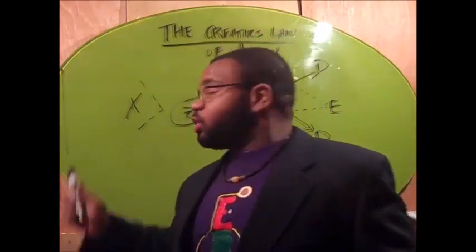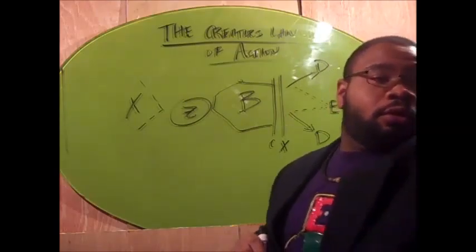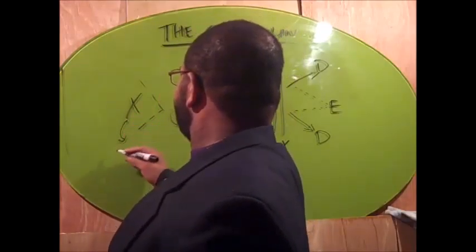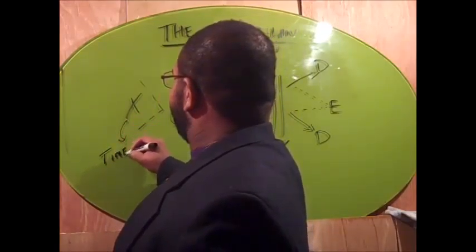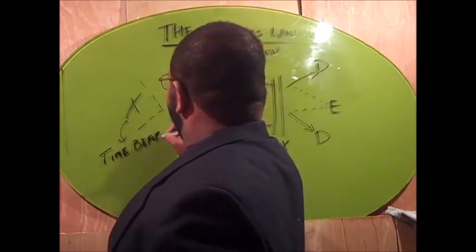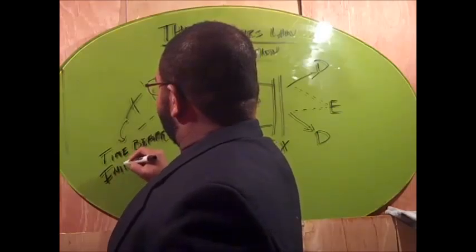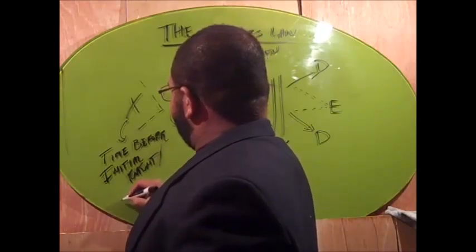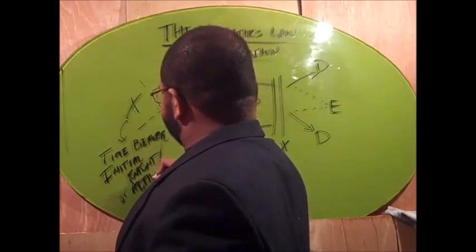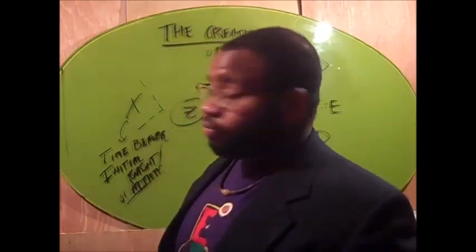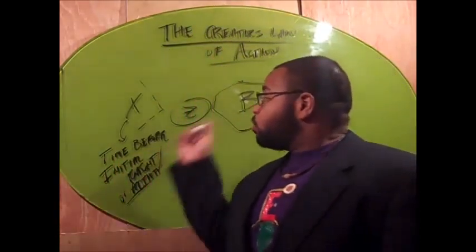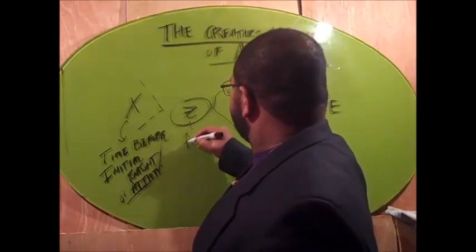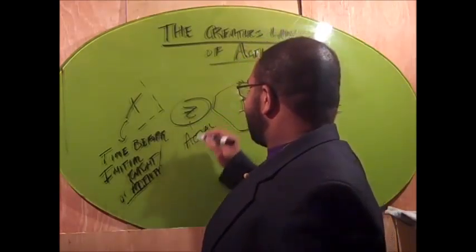Let's break these down. Your X. X represents what? No. X represents time before the initial event or activity. That is the X. So what will be Z? Correct. There you go. Z represents the actual time of event.